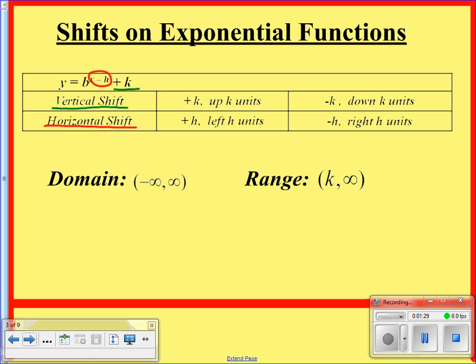Your domain will always be negative infinity to positive infinity. You can plug in any x value you want to the function, but your range is going to be dependent upon what k is, how it shifts up and down, your vertical shift. Your range is now going to be from k to infinity, where k represents an asymptote. An asymptote is an imaginary line that the graph will never cross and never touch.